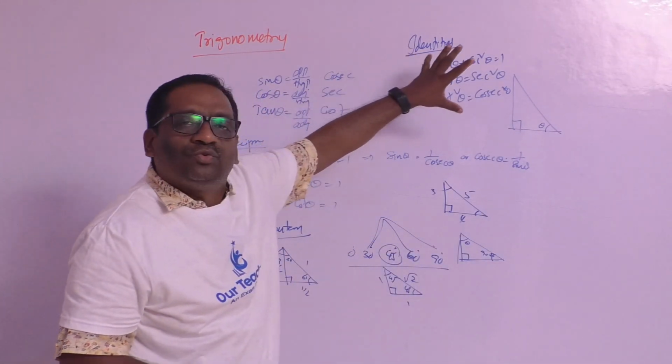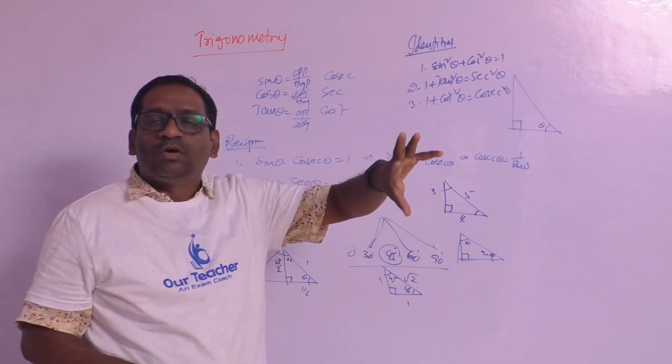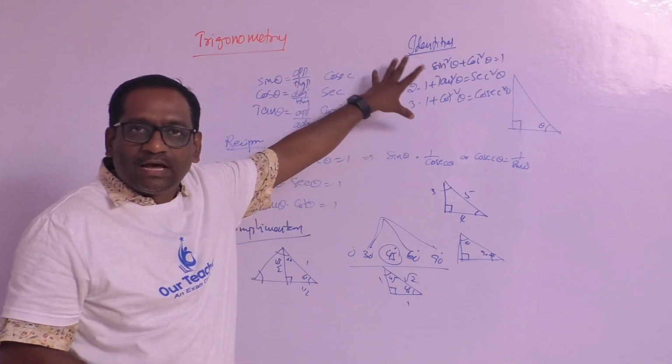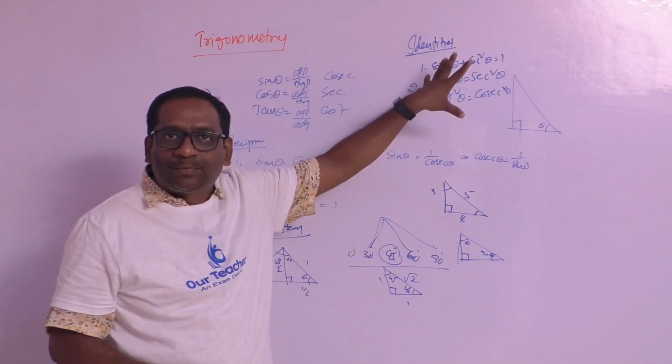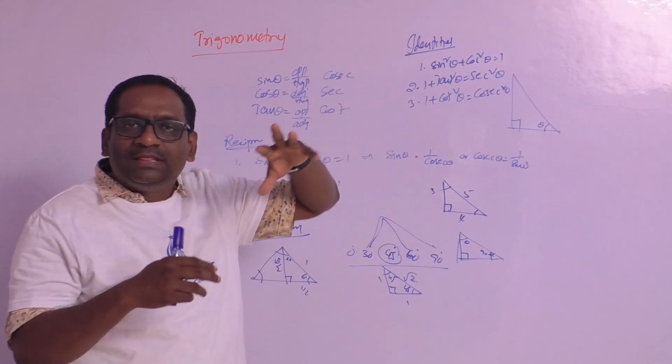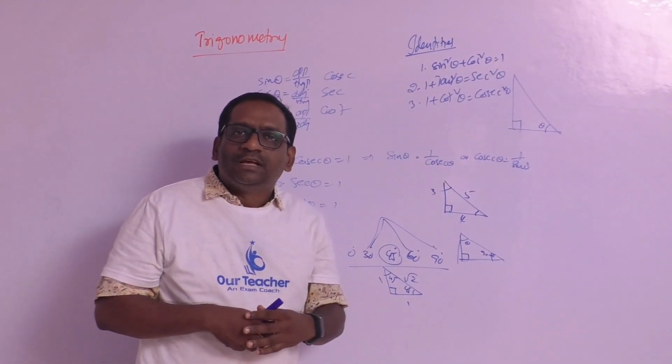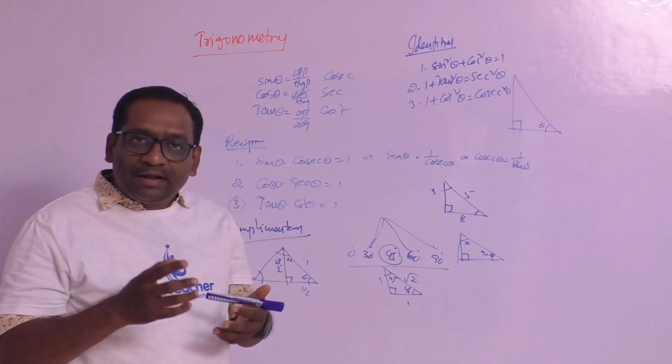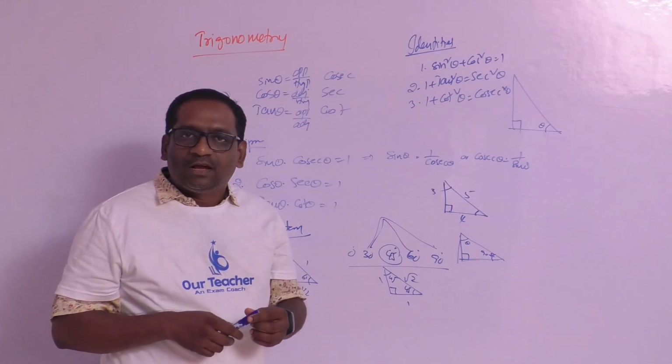So what is the use of these three identities? To solve any type of sums. These are the basic step to solve a particular sum. So sin square theta plus cos square theta is equal to 1. So in this chapter, whatever you study, these are the inputs for your intermediate or higher level studies.